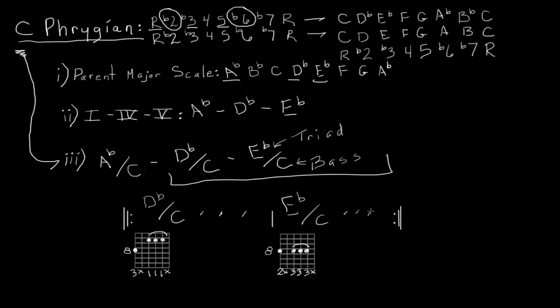So you can hear that Phrygian is minor, but if you go a little further with the quality of it, it's a very dark minor mode.